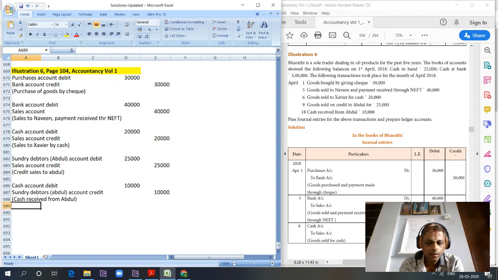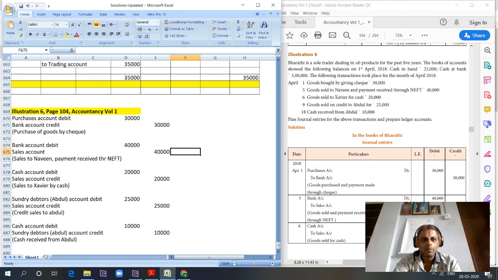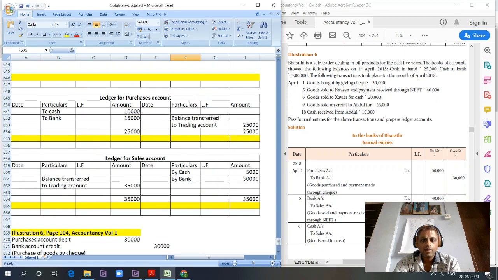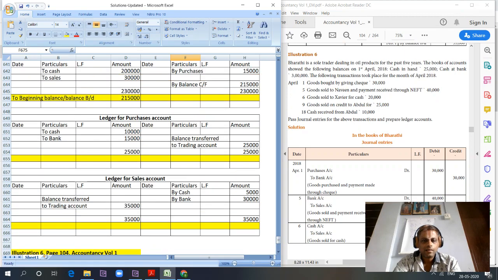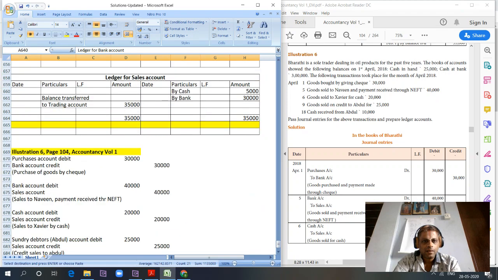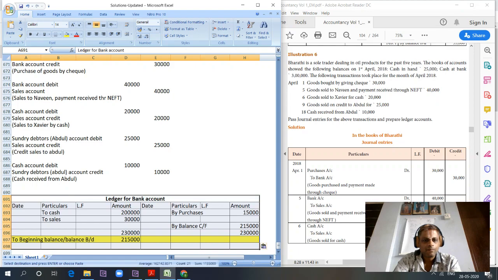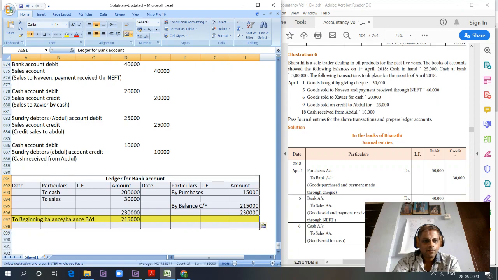Now we have journalized all the transactions. While I would like the students to prepare the ledger entries, I will prepare the cash and bank ledgers to show how the beginning balance is being captured here. Let's take this bank account. I'm just copying the format, putting it here so that we can make the ledger for bank account.